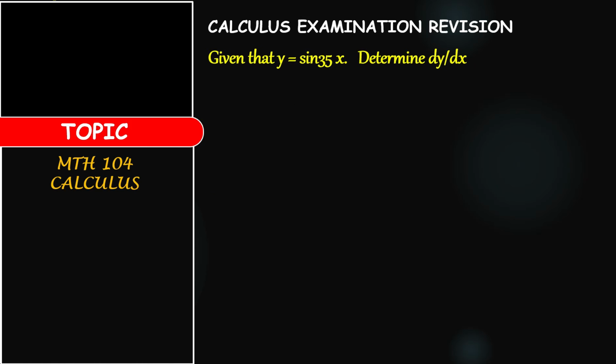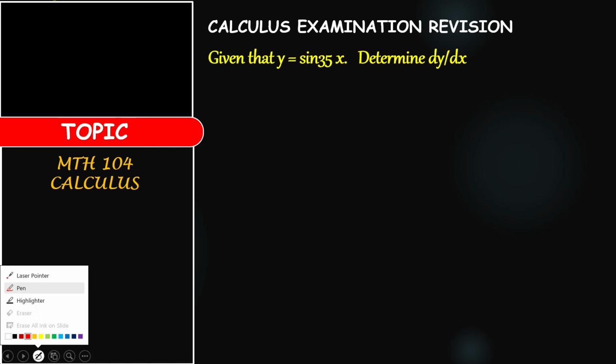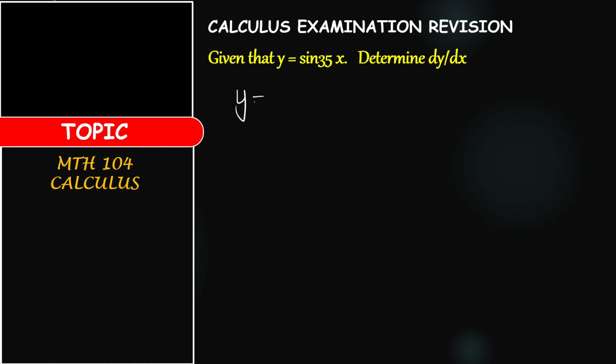Now, given that y is equal to sine 35x, determine dy/dx. This is actually a very simple question. Y is what? Sine 35x rather. Now, what do you do? This is called the chain rule. In the exam, you don't need to solve much. Just differentiate 35x, or just write this 35 again, because when you differentiate 35x, it's going to give us 35.